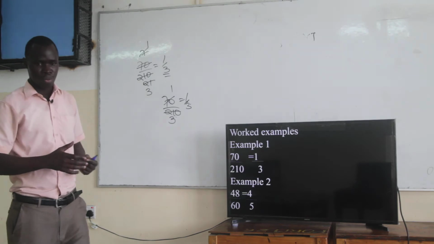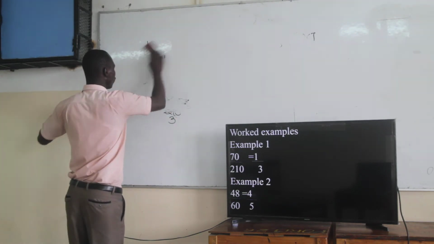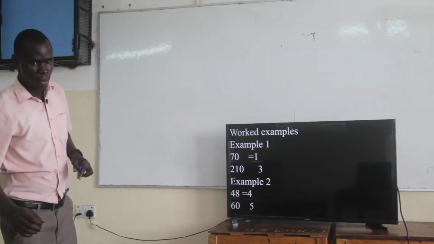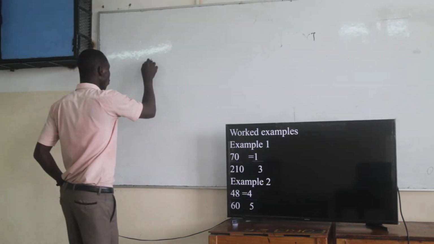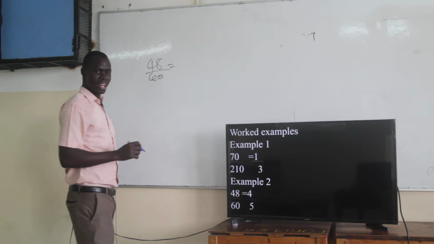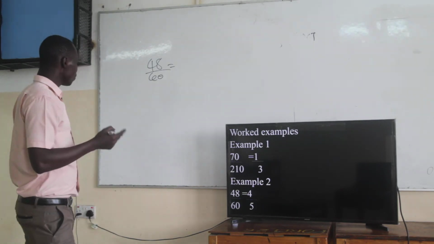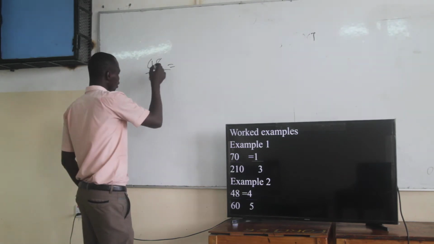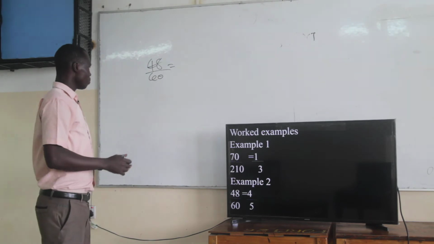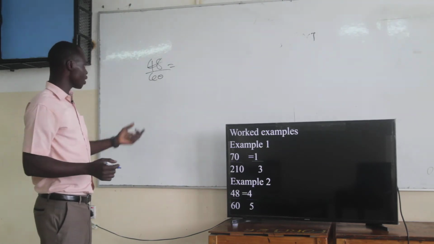So depending on which method you are conversant with, or something which you think can work for you, then embrace one and you solve your problem. For example, we have 48 over 60. Now we are going to look for the highest common factor. The highest common factor here is 12. But then again, you can say 48, how many times does 4? You can begin with 4. You can begin with 6. But if we embrace it, then the highest common factor is 12.